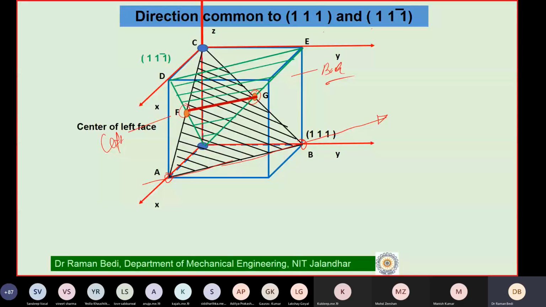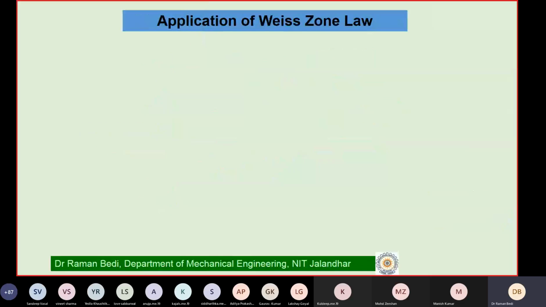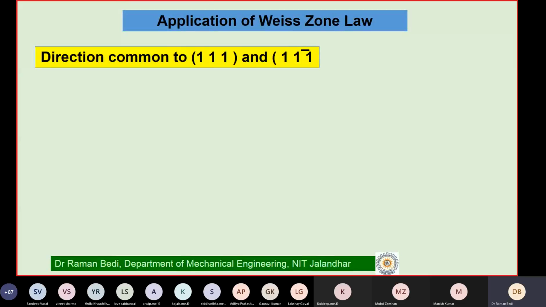And I can say here that in this triangle ABC, it is bisected here. So CF is equal to AF, FG is equal to GC, which tells me that FG is parallel to AB, which means that FG and AB must have the same Miller indices, the same Miller indices for your direction, which we said was 1 bar 1 0. Okay, so let's do it using the V-zone law algebraically.